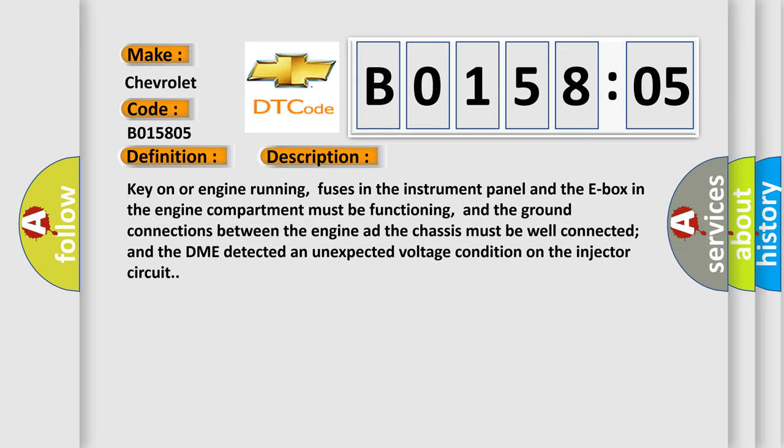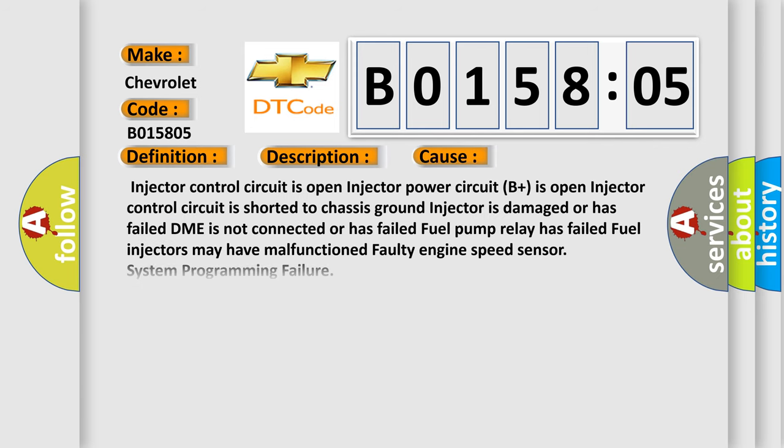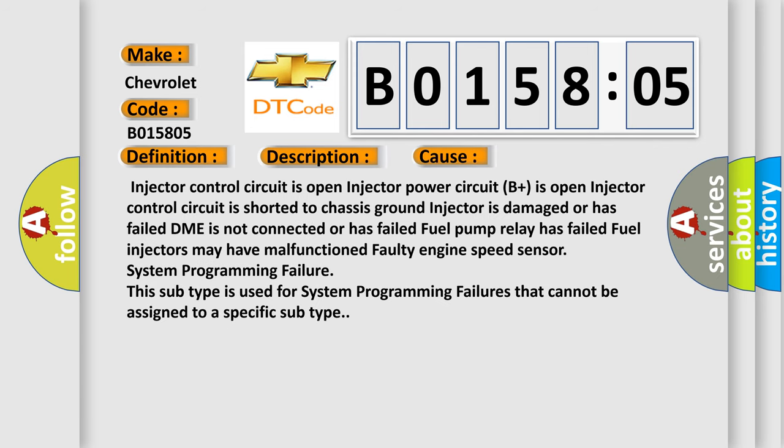This diagnostic error occurs most often in these cases: injector control circuit is open, injector power circuit B+ is open, injector control circuit is shorted to chassis ground, injector is damaged or has failed, DME is not connected or has failed, fuel pump relay has failed, fuel injectors may have malfunctioned, faulty engine speed sensor, system programming failure. This subtype is used for system programming failures that cannot be assigned to a specific subtype.